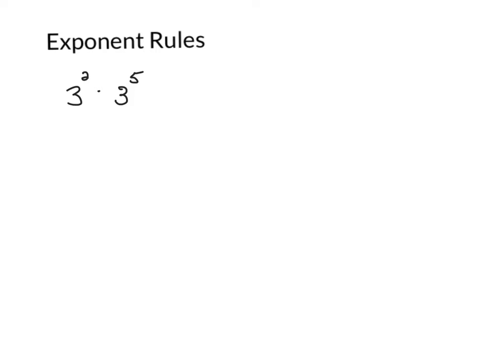So in order to answer this question in front of us, what I want to do first is talk very quickly about what does this mean. So if I have a 3 with a little 2 up above it, what that means is I'm going to take 3 and I'm going to multiply it by itself 2 times. Okay, so I'm going to have a 3 times a 3. So there's 2 3's in total here that are being multiplied together. And so 3 squared, this is 9.